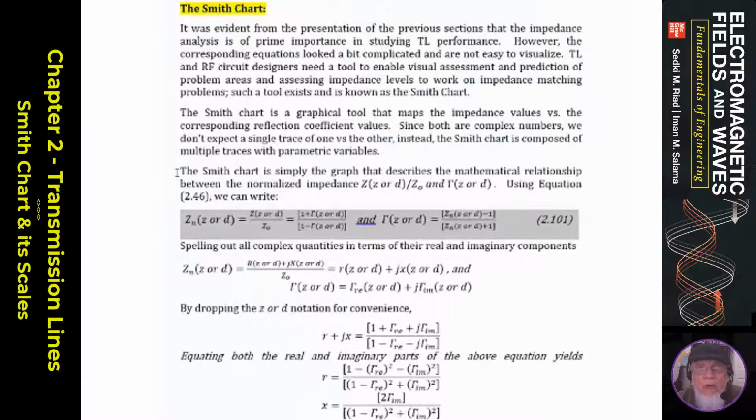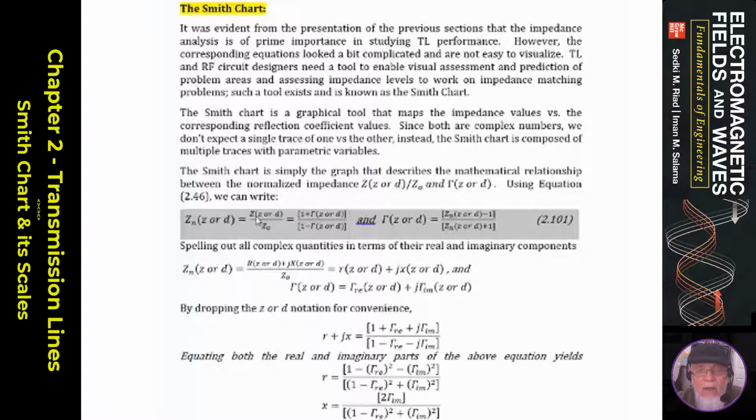The Smith chart is simply a graph that describes the mathematical relationship between the normalized impedance and the reflection coefficient. If we look at the highlighted equation 2.101, on the left hand side is the normalized impedance, the impedance as a function of position, whether the coordinate is z or d. z is a coordinate measured from the source to the load, while d is the same position function measured from the load to the source.